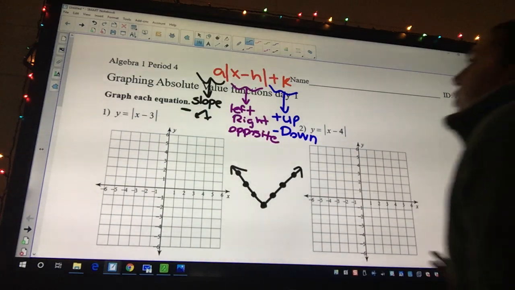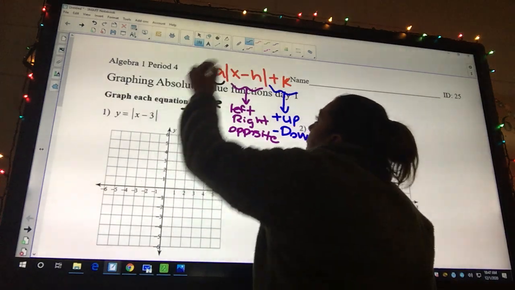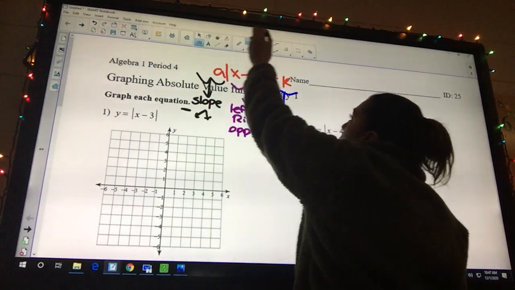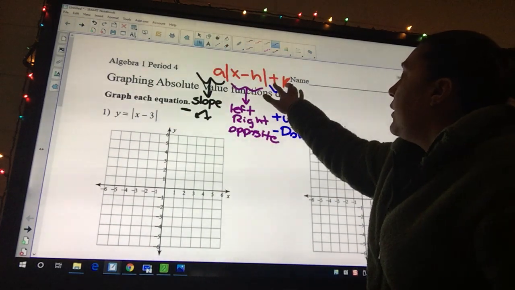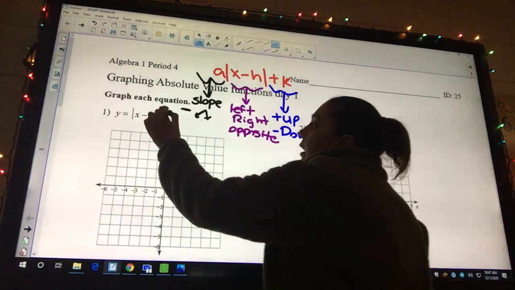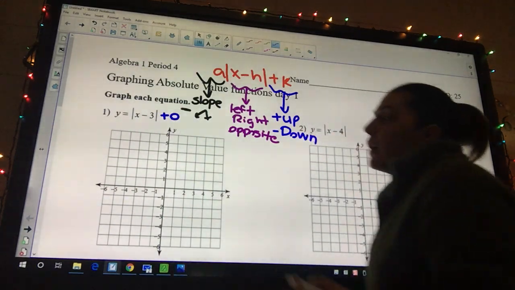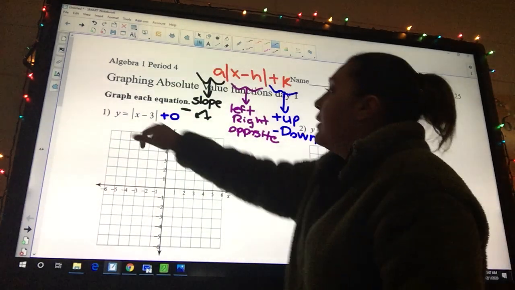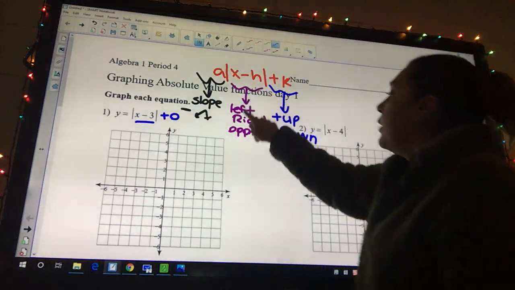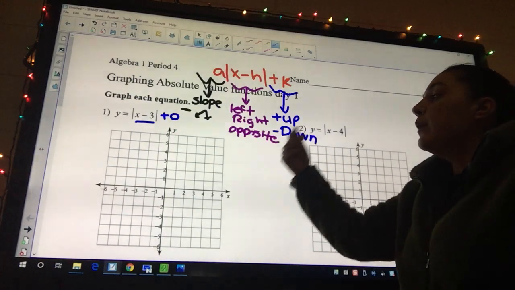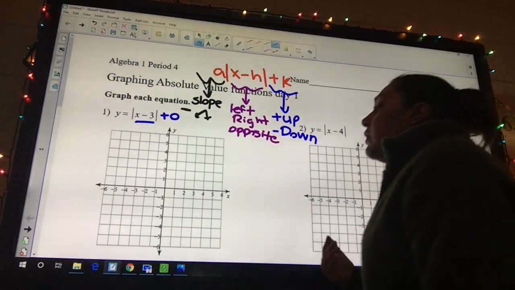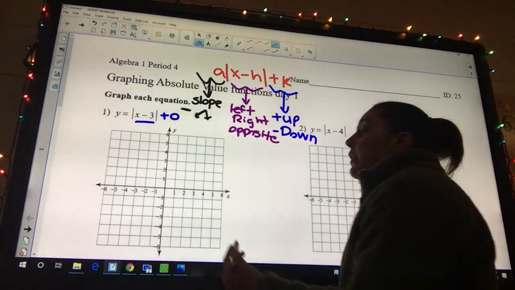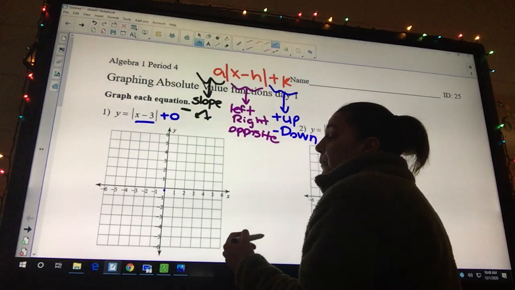Okay? So if we look at number 1, I can see here that there's nothing on the outside. If there was something on the outside, it would be like plus 0. There's nothing there, so that means we don't shift up or down. This -3 is on the inside, and the inside does our left and right, and we do the opposite. Most of us are going to want to say, go towards the -3, but in all reality, we go towards the +3. So we always start here at 0, 0.